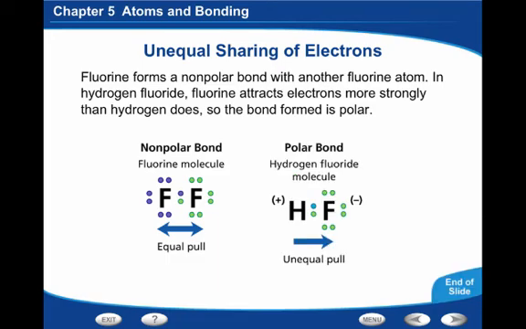Now there's an unequal sharing of electrons sometimes, and that is if I have this fluorine here, that's a nonpolar bond. That means it's an equal sharing. There's no lopsidedness, if you can think of it that way, when fluorine bonds with fluorine. But when I have hydrogen with fluorine, it's an unequal pull. It seems like everything is being pulled here towards the fluorine. So that would be a polar bond.